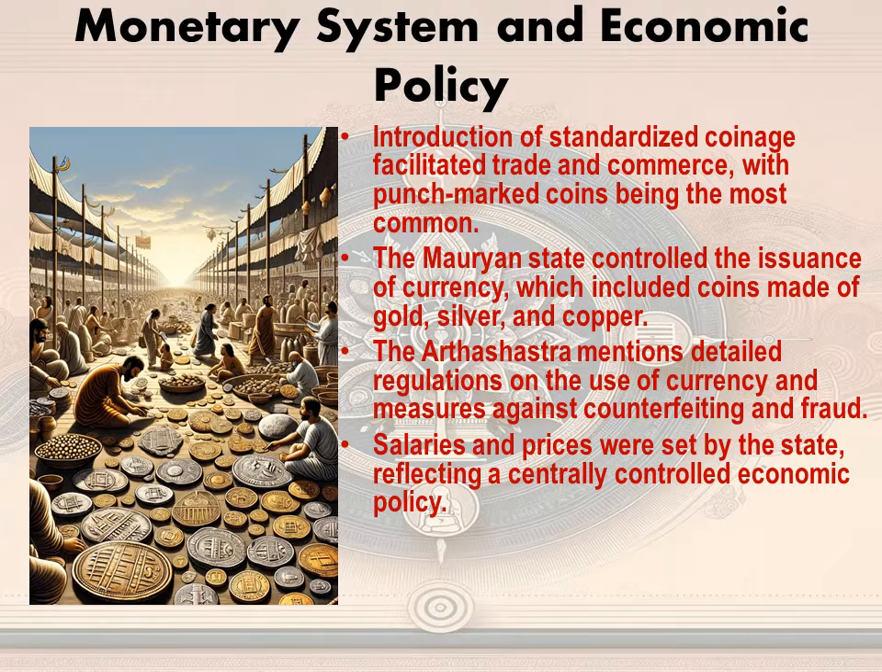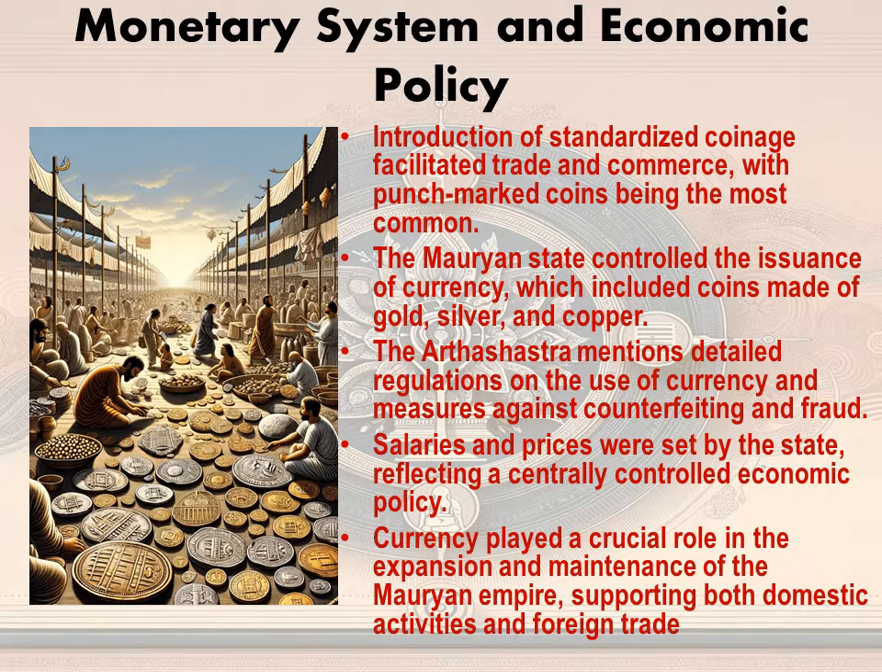Salaries and prices were set by the state, reflecting a centrally controlled economic policy. So all the salaries of all kinds of officials were estimated by the state and regulated by the state. Thus we get to know that there was extreme central control over the monetary resources of the state. Currency played a crucial role in the expansion and maintenance of the Mauryan Empire, supporting both domestic activities and foreign trade. So, currency was the chief form of economic exchange that supported both internal and external trade.